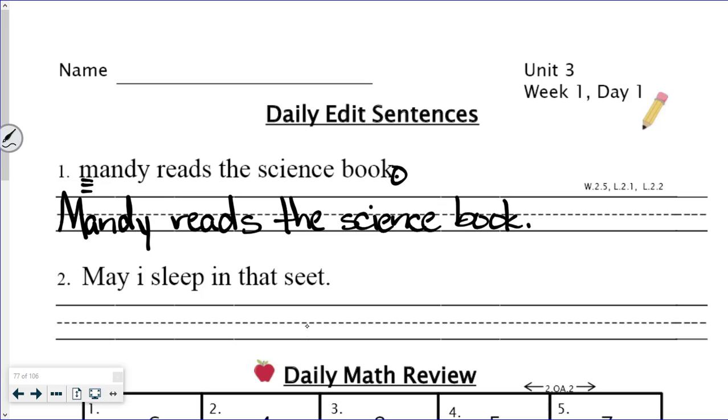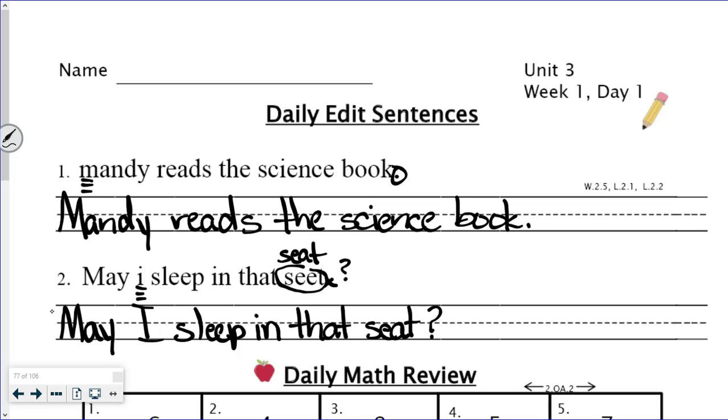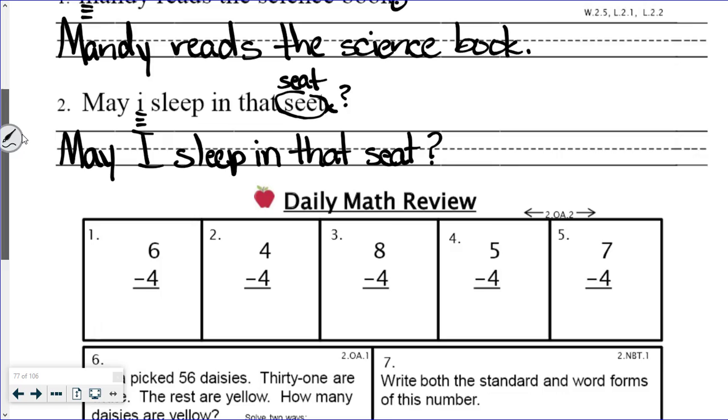May I sleep in that seat? So we need a capital. Always capitalize I when it's by yourself or it's part of a contraction in a sentence. May I sleep in that seat? Seat is spelled wrong. We actually want to spell the E sound with an EA. And then think of how this sounds. May I sleep in that seat? This is asking, not telling. So we're going to have a question mark at the end, and then we're going to rewrite number 2 nice and neat. Alright, we got number 2 looking good. And remember, as always, pause the video if I'm going too fast.